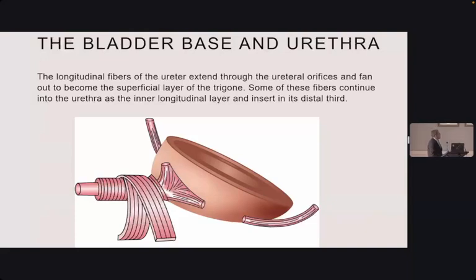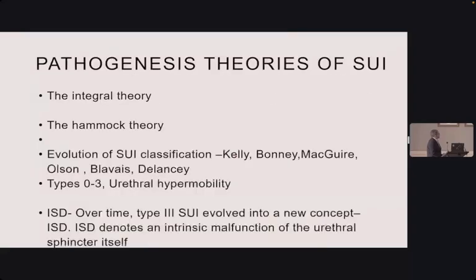Then in terms of pathogenesis, these are well-known theories. Of course, the integral theory attempts to combine or assimilate what is known about the pelvic floor support and apply that to incontinence. The integral theory basically states that pelvic organ prolapse and its associated incontinence are caused by connective tissue laxity in the vagina and the supporting ligaments.